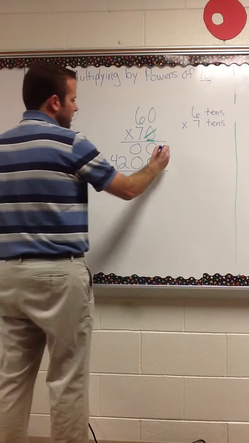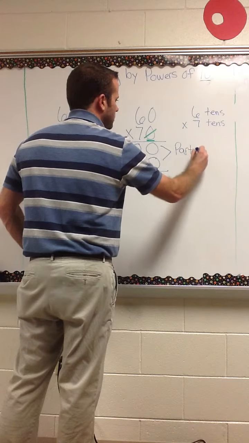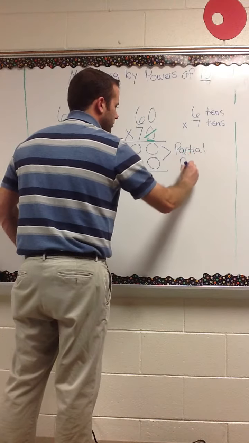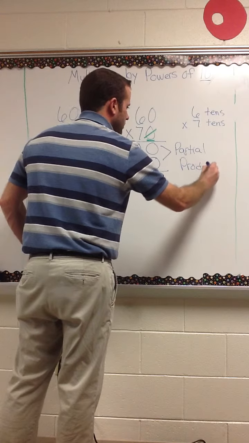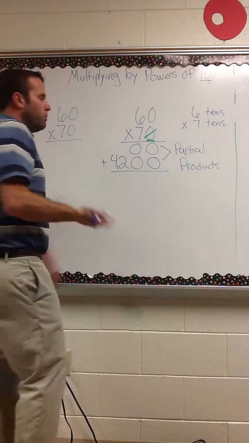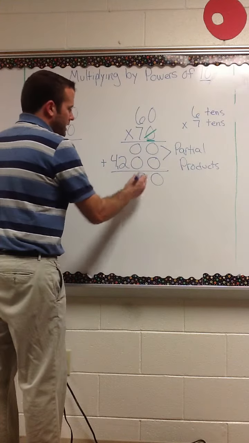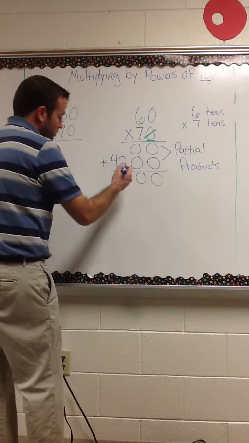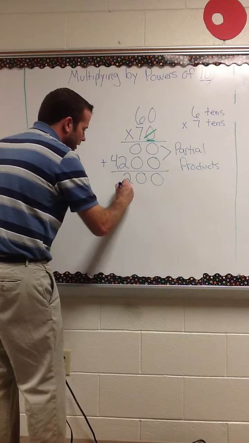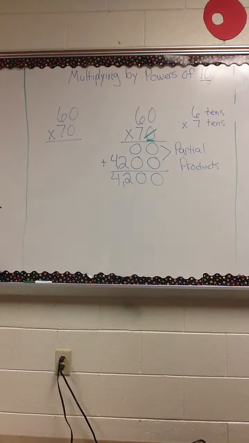And I add these two numbers. These two numbers here are what we call partial products, because each one is part of the total product. So 0 plus 0, 0 plus 0 again, 2 plus, let's go ahead and call it 0 for lack of a better word, and 4 plus 0 is 4,200.